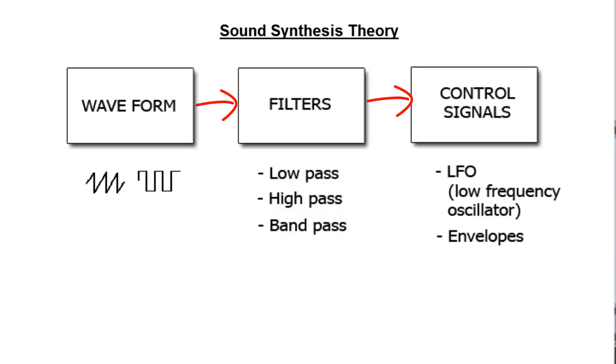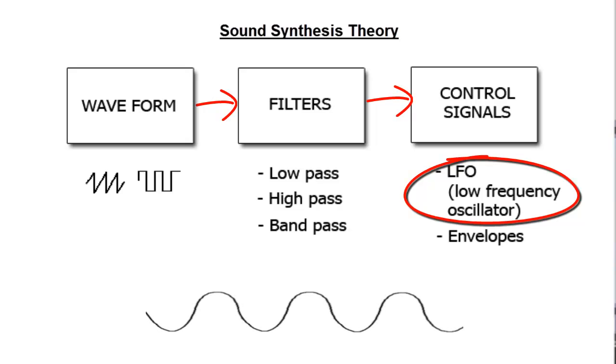Control signals are all about changing the sound over time. So far we've been able to choose a certain sound quality by picking a waveform and then applying a filter, but it's just at a constant volume like this. It's a bit flat and it's not very exciting. So this is where LFOs and envelopes come in. LFO stands for low frequency oscillator, and it's actually yet another waveform, but it's so low in pitch that we can't even hear it. It's best to understand LFOs by listening to examples.